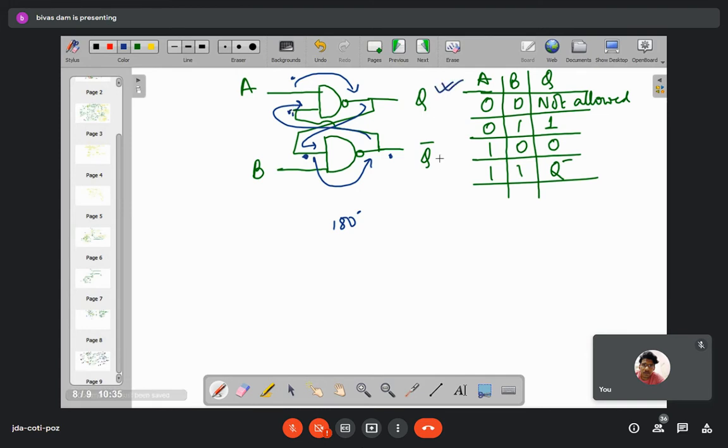Now these output levels, what are the possible output voltage levels at Q and Q bar? Positive saturation voltage and negative saturation voltage. Okay, you can say that, but a better answer will be the voltage equivalent of logic 1 and the voltage equivalent of logic 0. Yes.